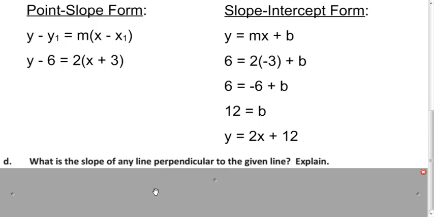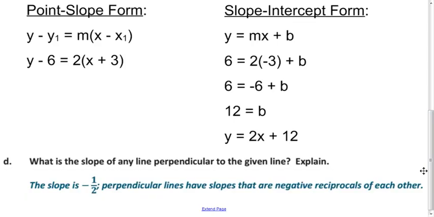So what would the slope be of any line perpendicular to this given one? Well, the slope was 2, and if it's perpendicular, the slope has to be the negative reciprocal. So it would be -1/2.